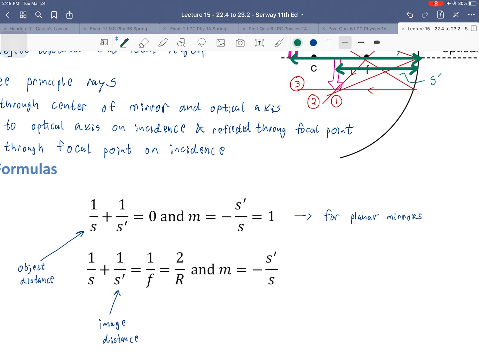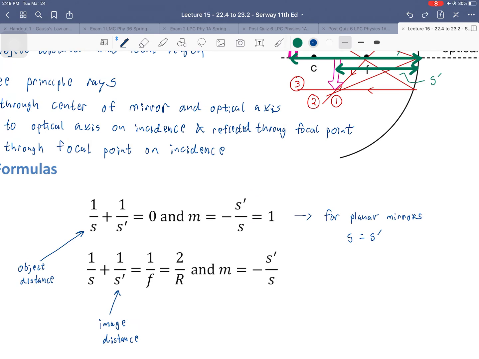Okay? So then looking at this, for the planar mirror, our 1 over s plus our 1 over s prime are equal to 0. So if we were to solve, the only way that this equation is true is if s prime equals s. Okay? So we see for planar mirrors, there's a very simple result. S equals s prime. The image is always equal distance behind the mirror as the object is in front of the mirror. That also means that magnification is always 1, because magnification is defined always as negative s prime over s. More on the negative in just a second.